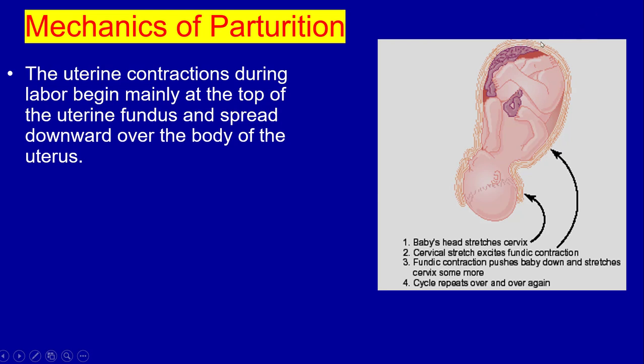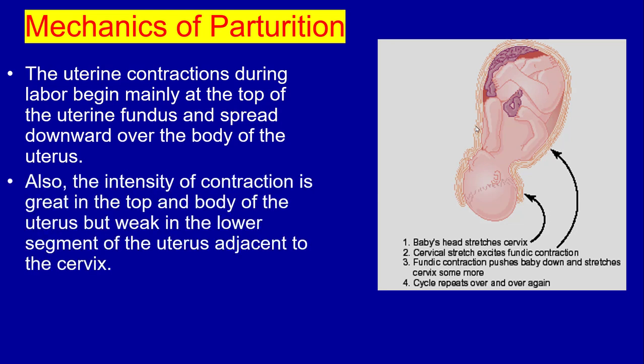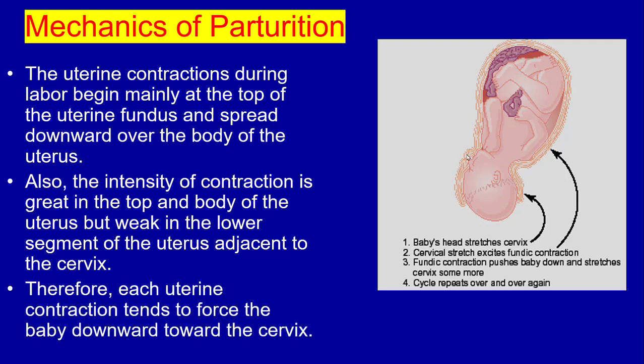Mechanism of parturition. The uterine contraction during labor begins mainly at the top of the uterine fundus. The contraction occurs at the top of the uterus, or uterine fundus, and spreads downward over the body of the uterus. Also, the intensity of contraction is great in the top and body of the uterus but weak in the lower segment of the uterus adjacent to the cervix. The contractions are strong in the top and in the body and they become weaker when they arrive at the level of the cervix.